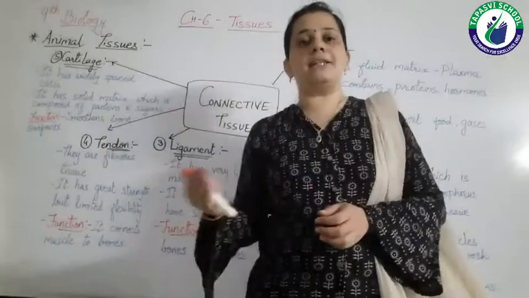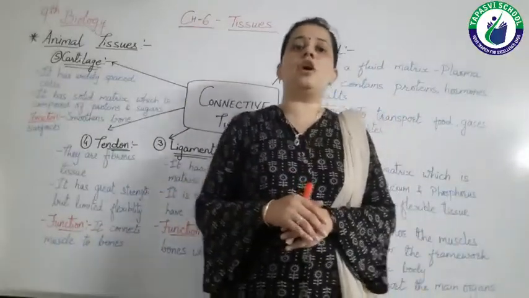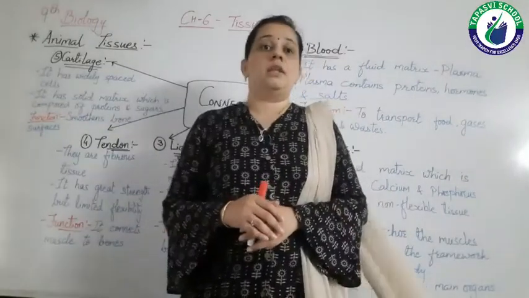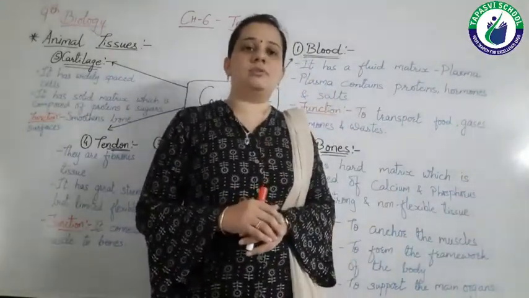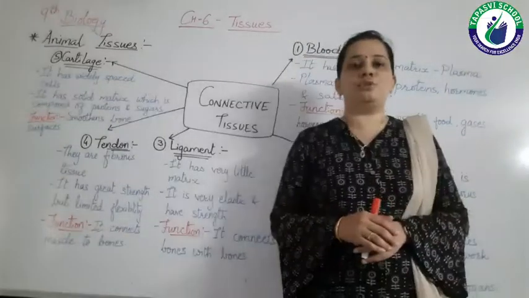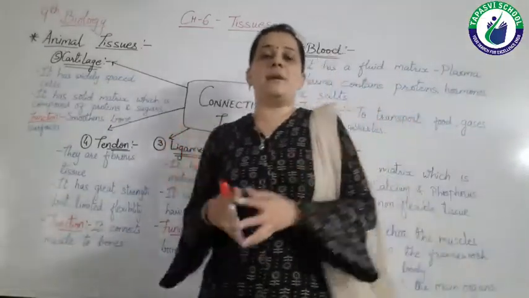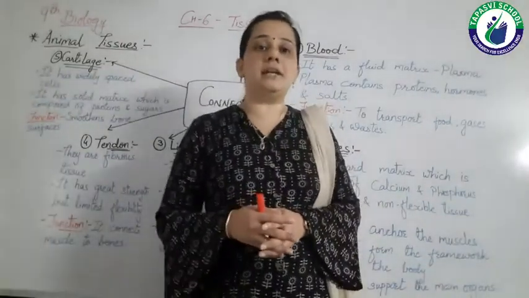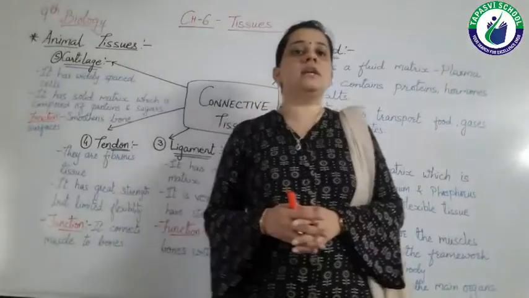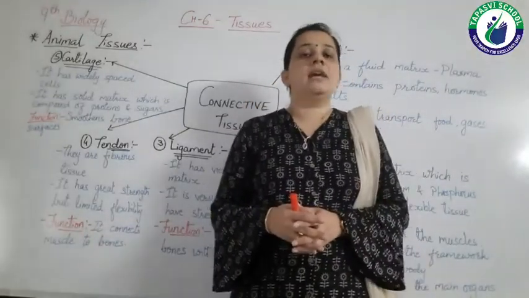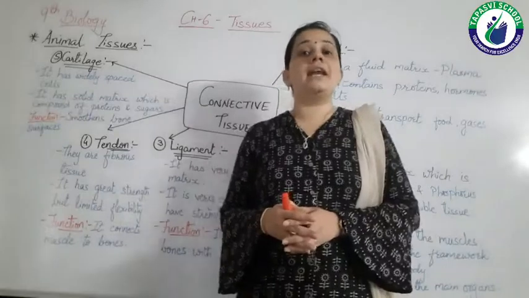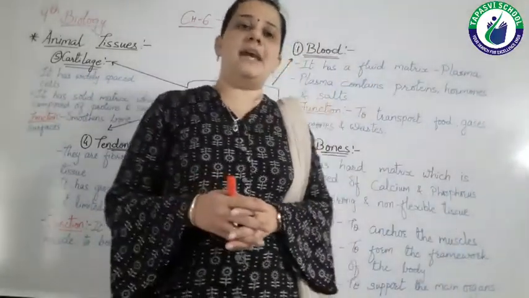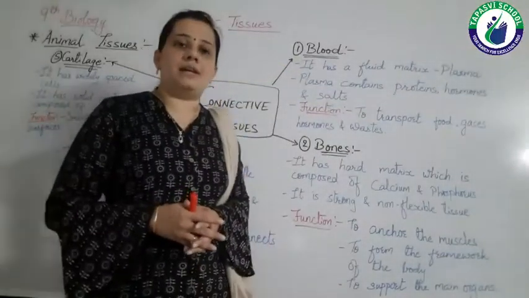It also connects the various organ systems and organs of our body with each other. The cells of connective tissue have a large space between them. Means we can say that the intercellular space between these cells is more. They are embedded in matrix. Means cells are there inside the matrix.